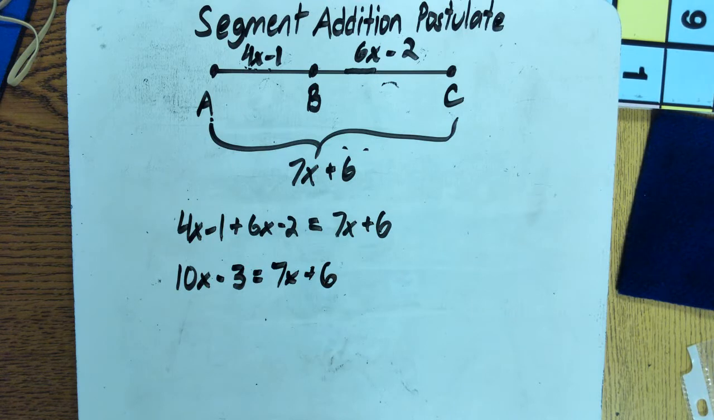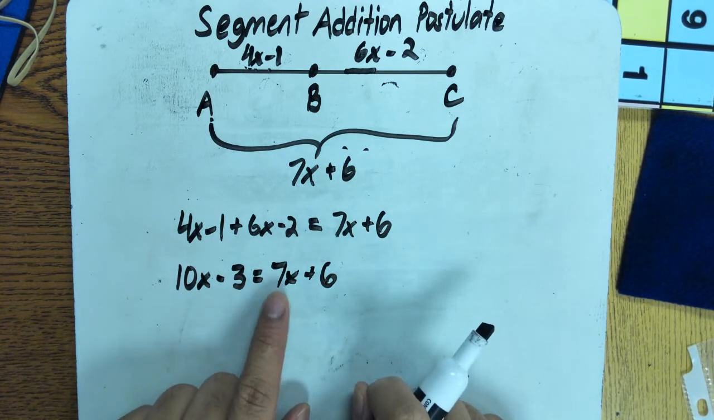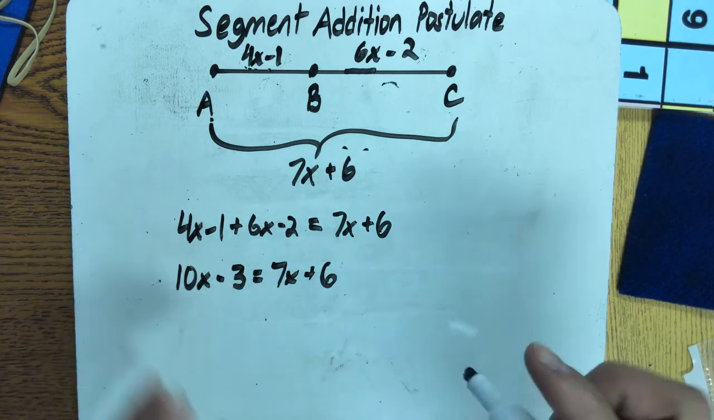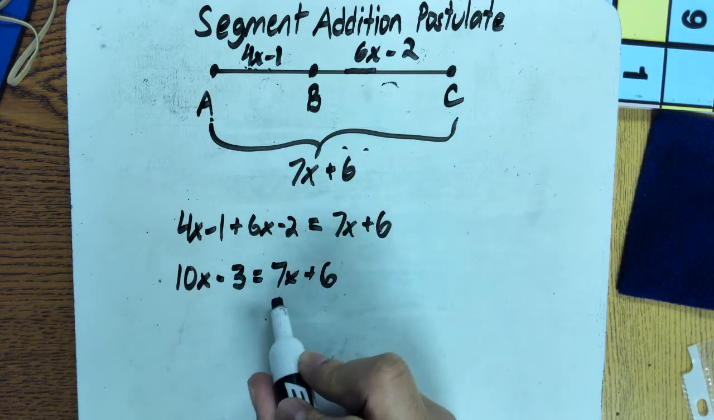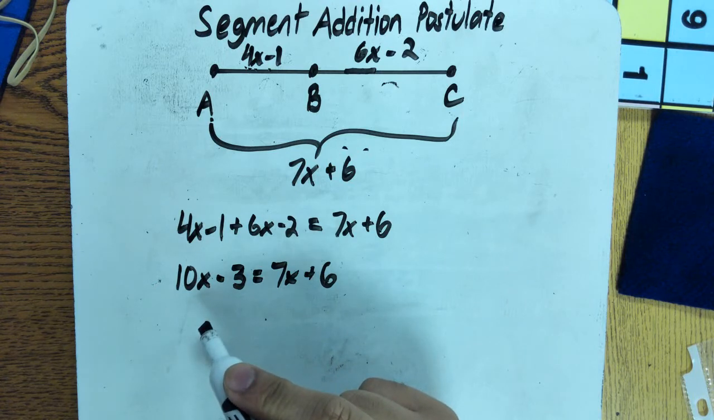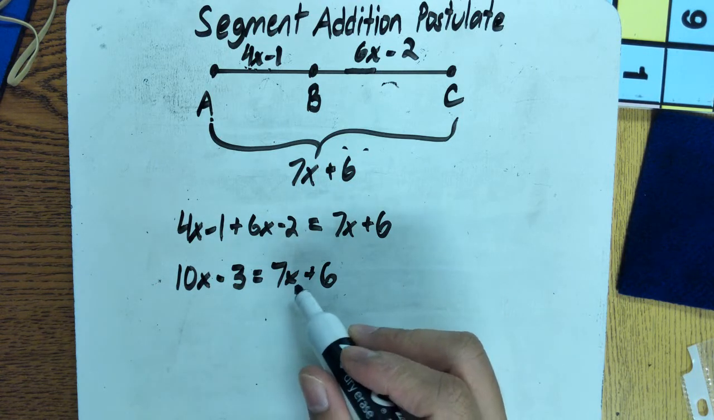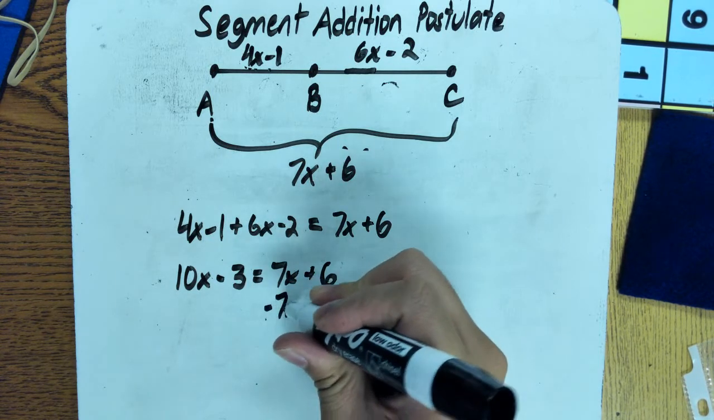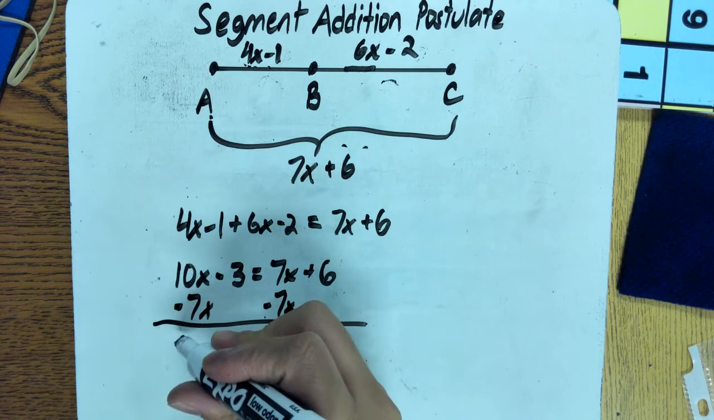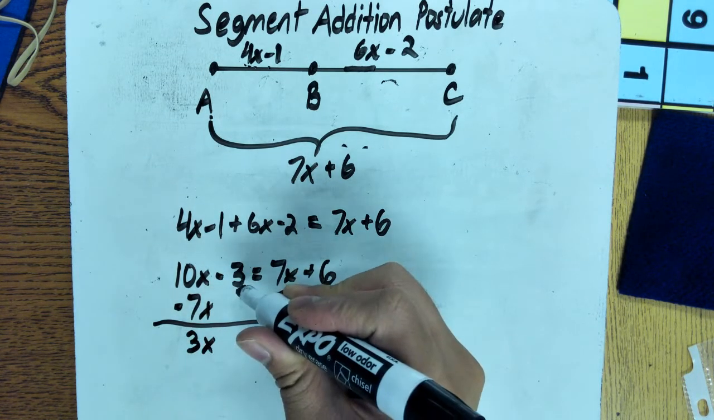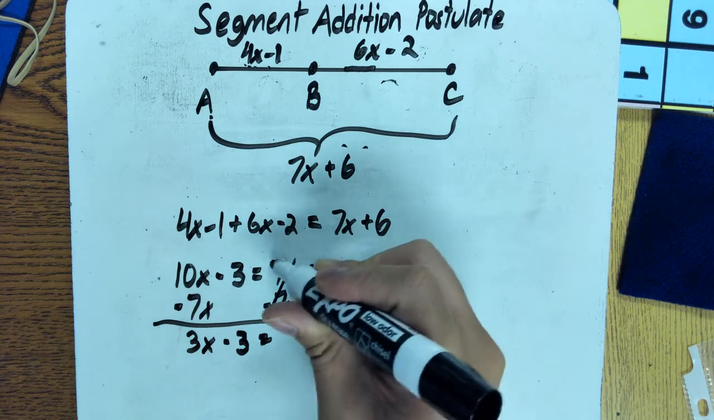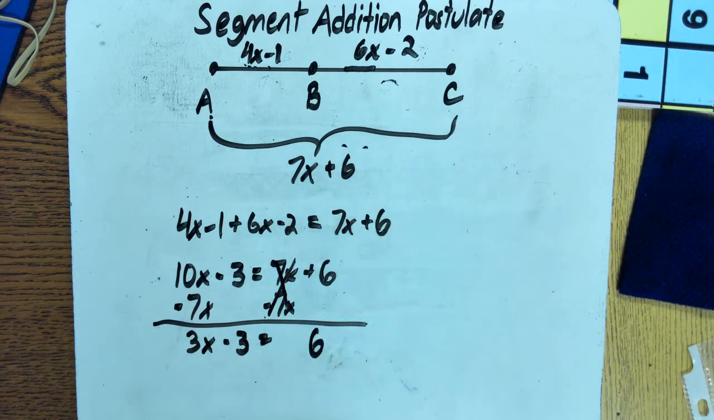Next thing you want to do is to get your terms with the x's to one side and your terms without the x to the other side. So to do that, I see a positive 7x. In math, when we want to move things to the other side of the equation, we do the opposite. So the opposite of a positive 7x is a minus 7x. So you subtract 7x on both sides. 10x minus 7x gets me 3x. I did not touch the 3, so bring it down. Equals, the 7x cancels out, and I'm left with the plus 6, or a positive 6.